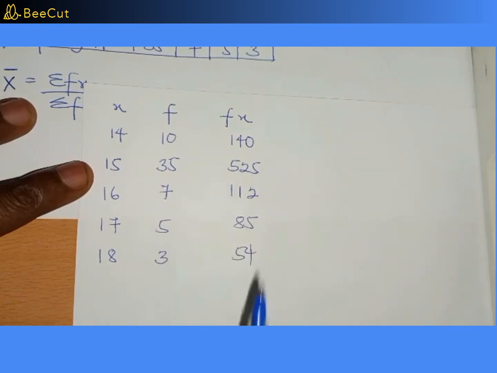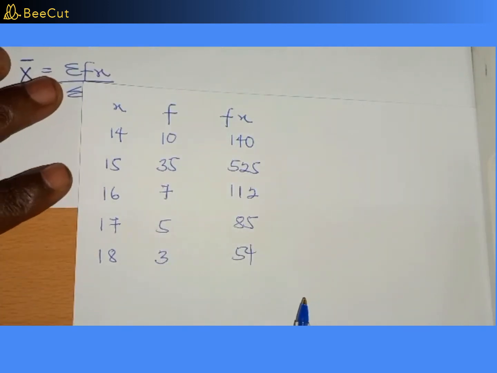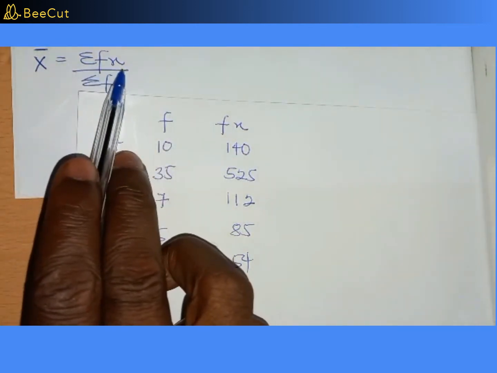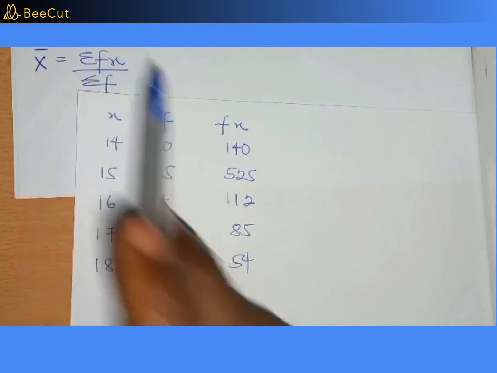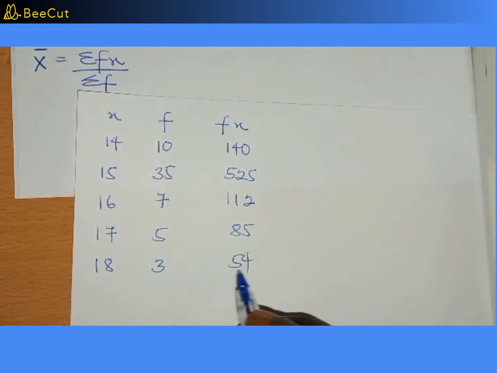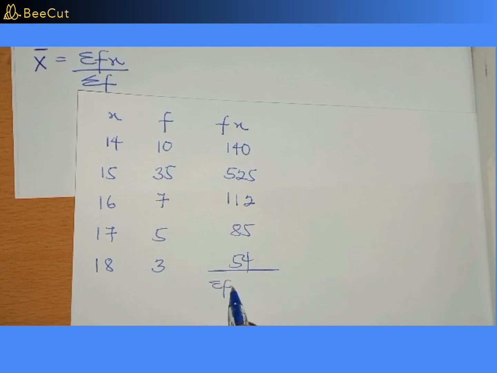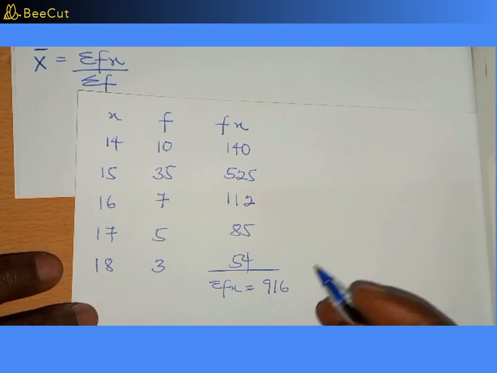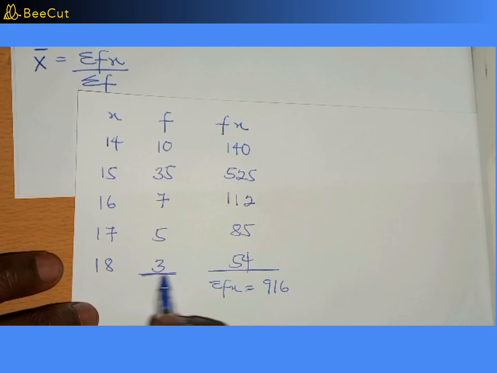Now that I have this, the formula says sigma fx. It means sum up all the fx values. We know the fx values are the ones here, so I underline them and find the sigma fx. When I add up these values, I get 916. And when I sum up these values, which is the sigma f, I am getting 60.